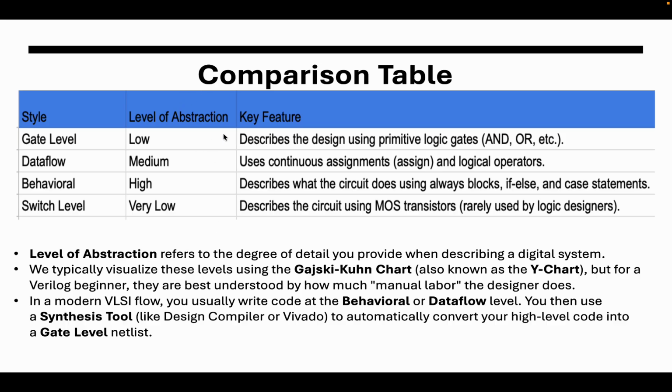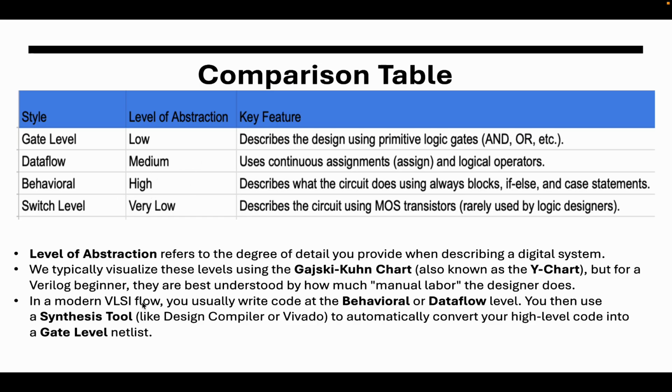Level of abstraction, you might be confused about what it is. Level of abstraction refers to the degree of detail you provide when describing a digital system. We typically visualize this using the Gajski-Kuhn chart, also known as a Y chart. But for a Verilog beginner, it is best understood by how much manual labor the designer does. So in behavioral description, it will be very high.